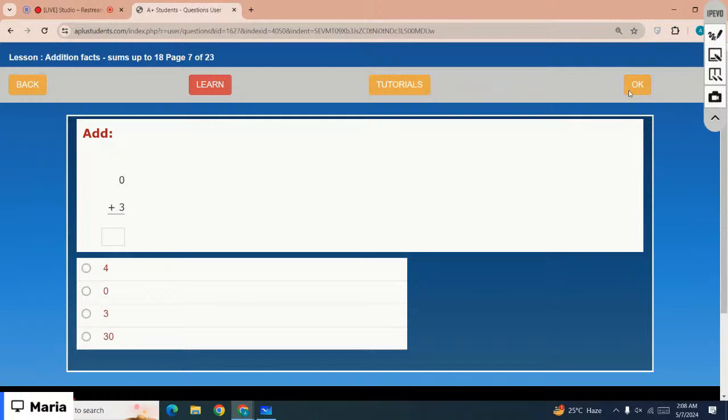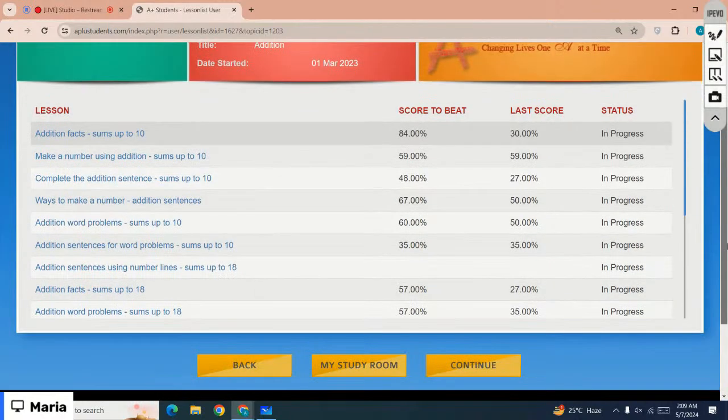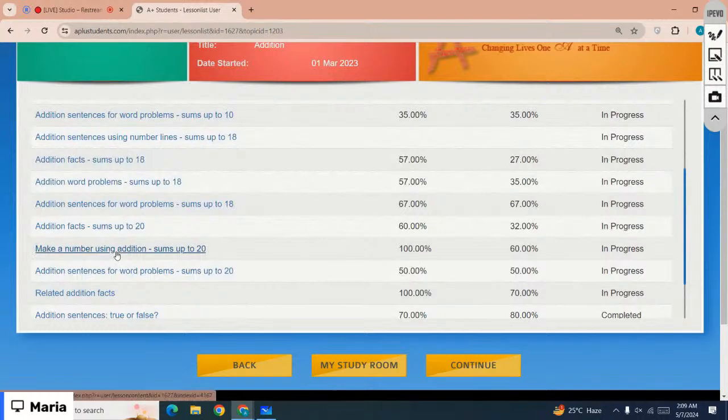Okay, you can complete the lesson by yourself later today. Let me just move on to the next lesson. And the next lesson is make a number using subdivision sums up to 20. Let's just start with the lesson.